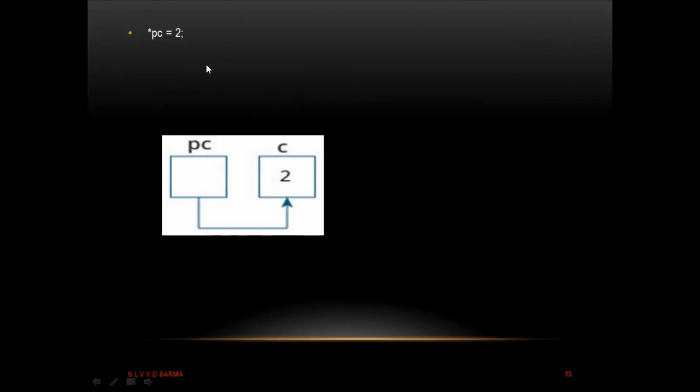Directly we can give C equal to 2. Directly we change the C value. But here, by using the pointer concept, we change the C value. How do we change the C value? The C address we assign to the variable PC. So indirectly we are assigning the value. So this changes the value at the memory location pointed to by the pointer PC to 2.